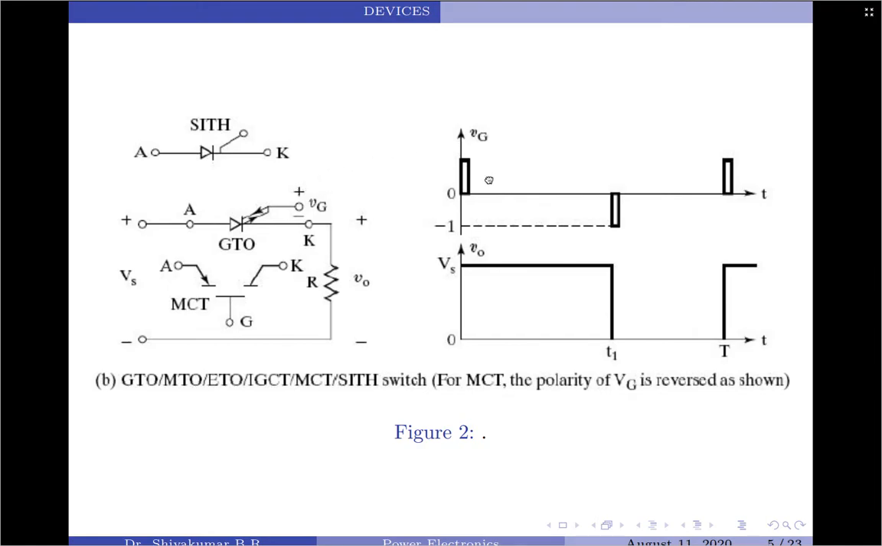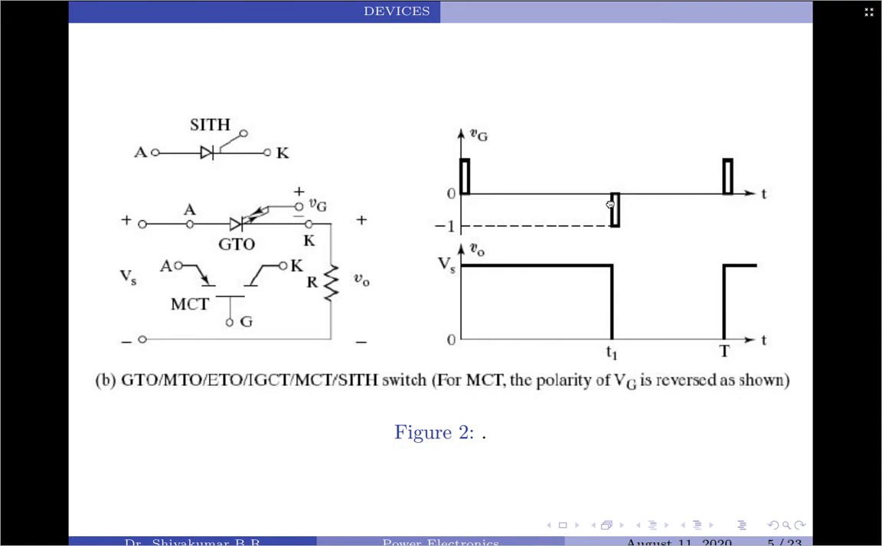So let us go to the characteristics. Once again, we are going to apply a gate pulse exactly at time t equals 0, and at that instant the SCR starts to conduct and you would obtain an output voltage equal to input voltage under ideal conditions. So this is what is being shown.